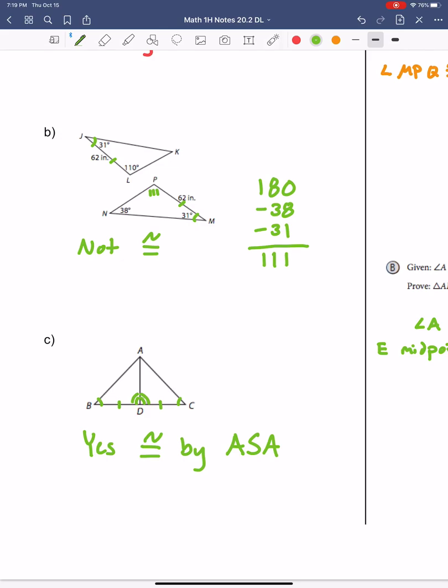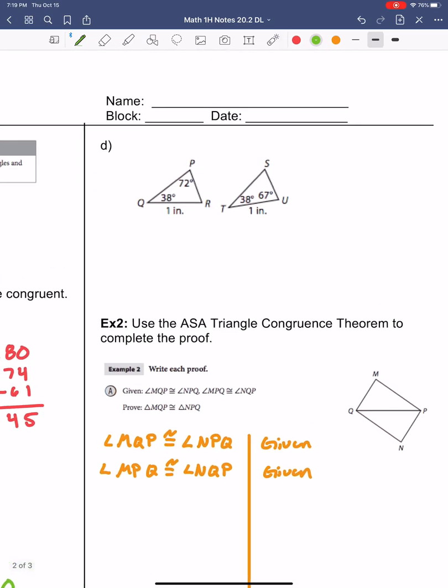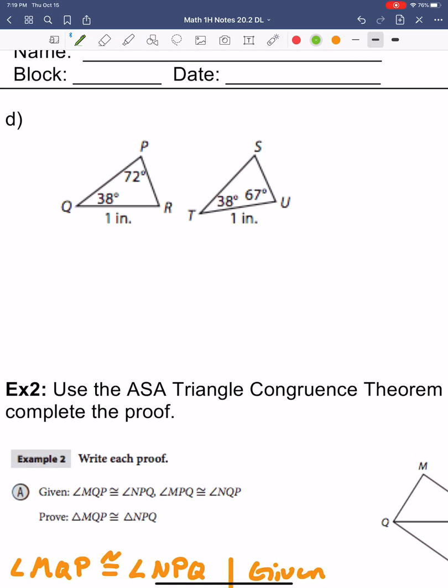And once again, that's because we knew both of those were 90 degrees. All right, we keep going. We'll check out letter D here. So we'll check out the given information.